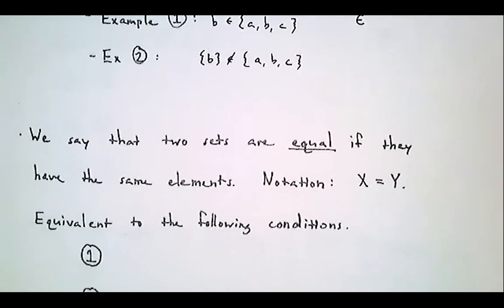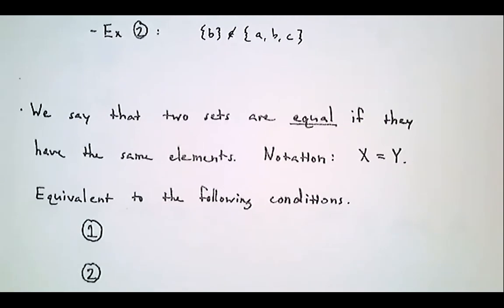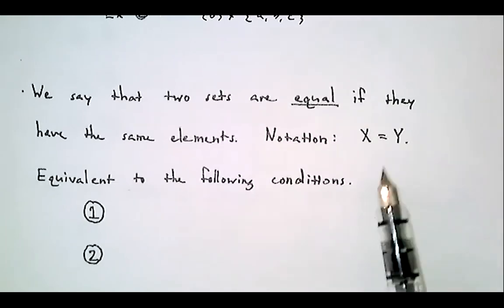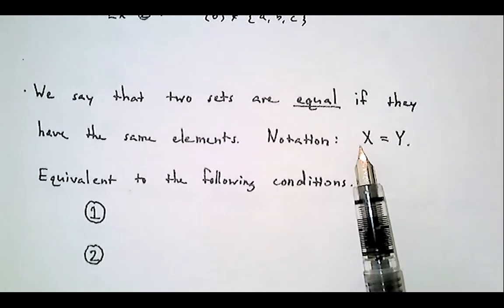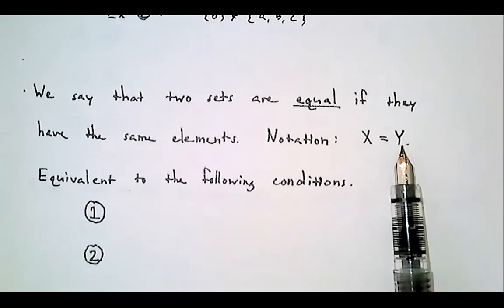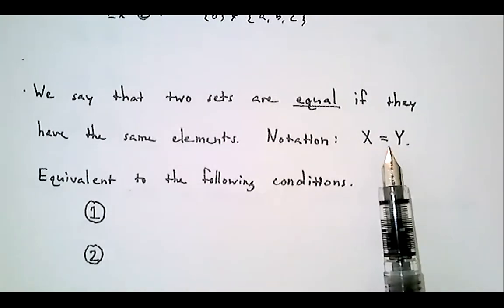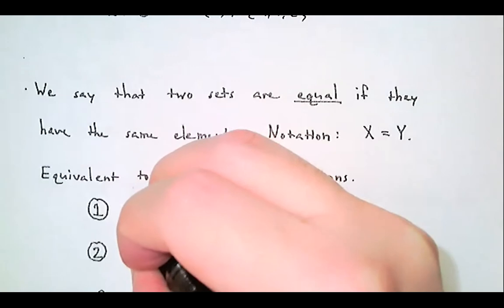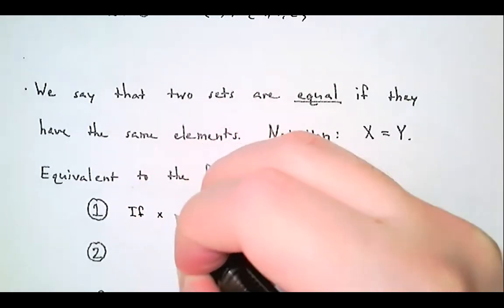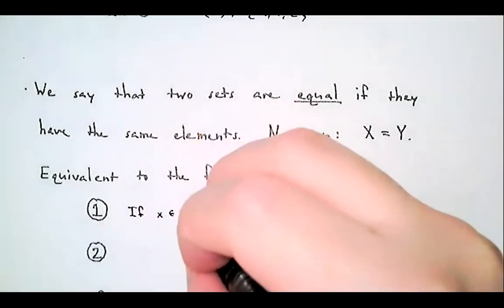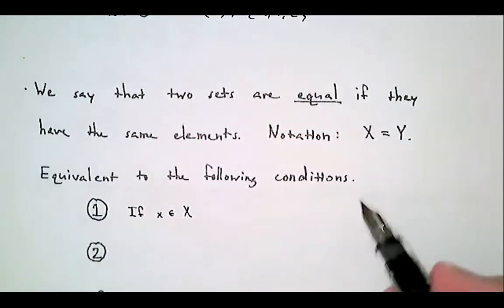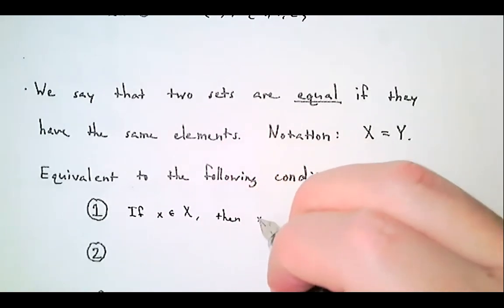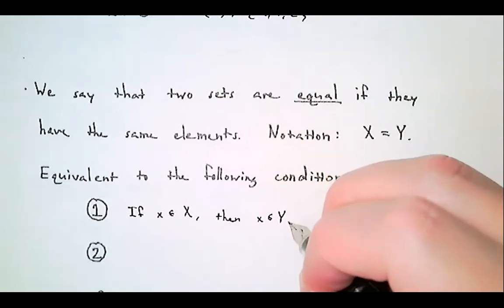So this idea of two sets having the same elements breaks down into two conditions. If an element is in X, then that means it also has to be an element of Y. So looking at this little expression here, that's one of my two conditions. So if lowercase x is an element of the set X, then it also has to be an element of the set Y.